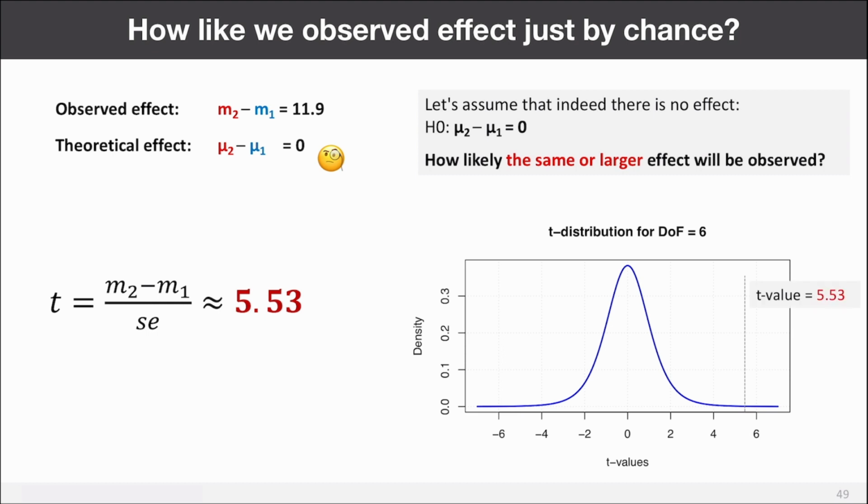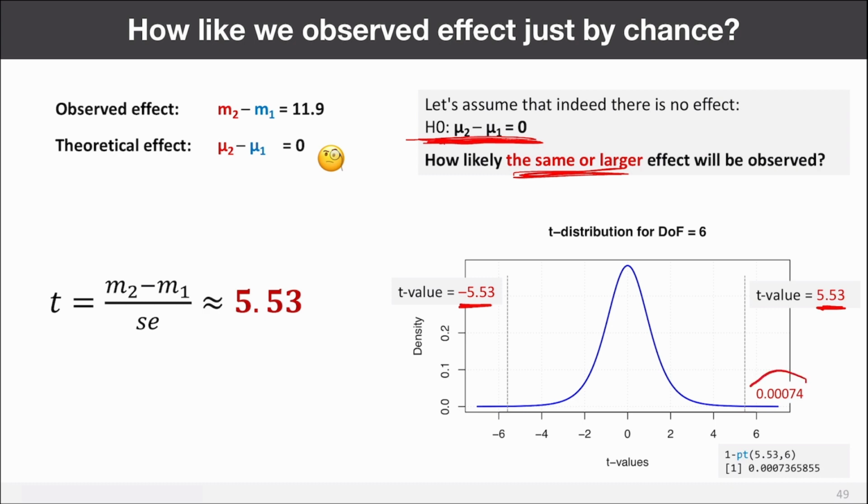How likely is it that next time we will observe the same or even larger effect? Well, first of all, you remember this is when we compare it with 0, so we have no direction. So it means that it's a two-tailed test. So it means that if you have a t-score of minus 5.53, it will be as extreme as 5.53. So this area, you can see how I estimated, right?